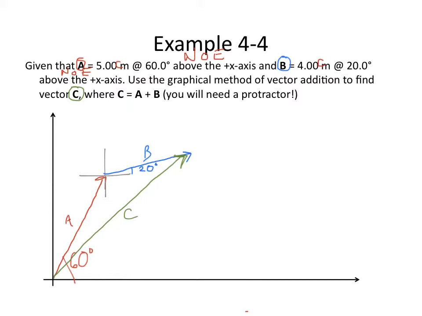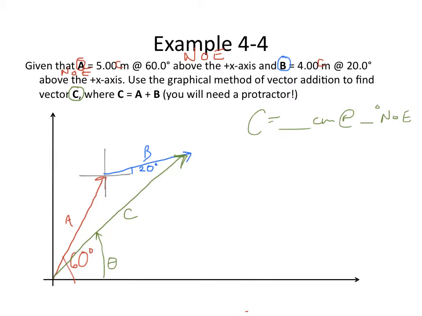All right, somewhere in that range. And we can measure our orientation or our direction of this vector C, because that is some angle above the positive x-axis. That is some angle north of east. All right, so C is going to be, I don't know, something centimeters at something degrees north of east.